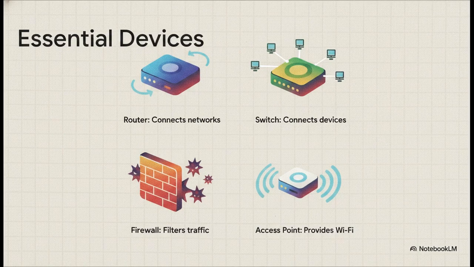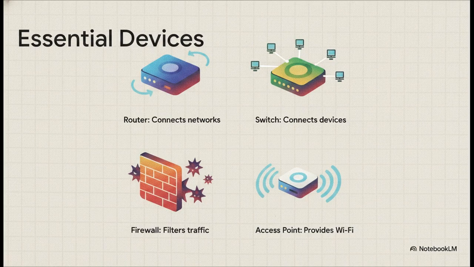Next is the switch, which acts more like a local traffic cop. It connects devices within the exact same network, allowing them to communicate efficiently. Then we've got the firewall. This is the strict bouncer at the club door. It fiercely protects the network by actively monitoring and filtering all that incoming and outgoing traffic.